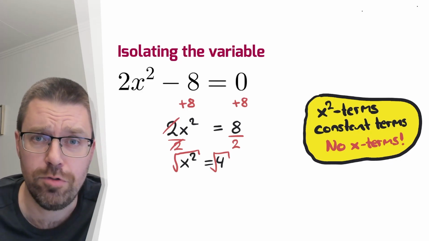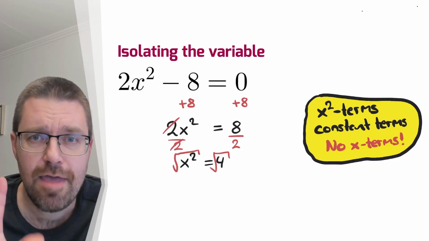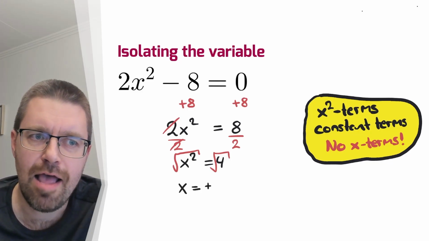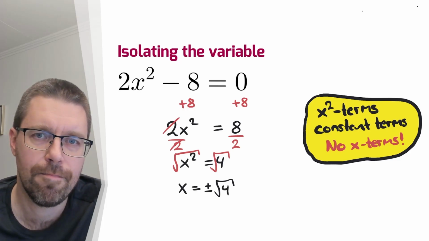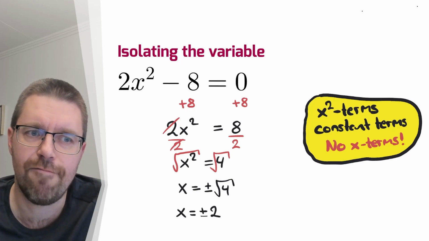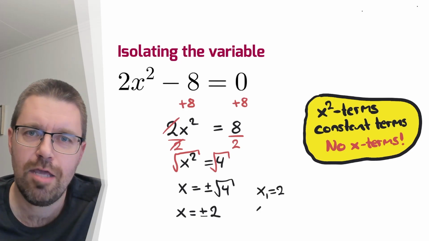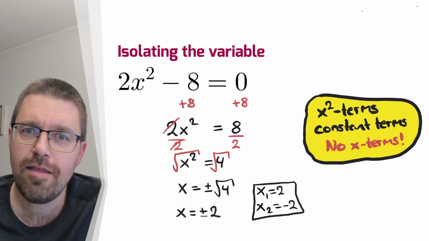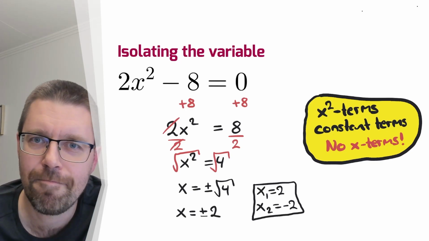If you take the square root in an equation like this, you get 2 solutions, a positive one and a negative one. So you have to write a plus and a minus sign, and then the square root of 4. The square root of 4 equals 2, because 2 times itself equals 4. So the 2 solutions are x1 equals 2 and x2 equals minus 2. And this is how to use this method, isolating the variable.